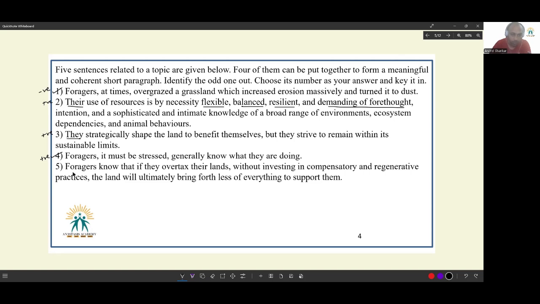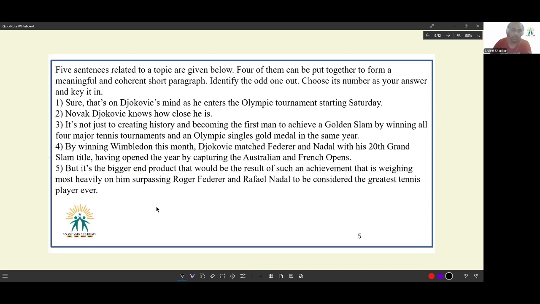Let's see the fifth one. "Foragers know that if they overtax their lands without investing in compensatory and regenerative practices, the land will ultimately bring forth less of everything to support them." Again, this is also positive, because this tells us that the foragers knew the limits to which they could stretch the resource available to them. So 2, 3, 4, 5 are very positive in their outlook or approach or analysis of foragers. 1 is very negative. 1 should be the odd one out here. And the last question for me.